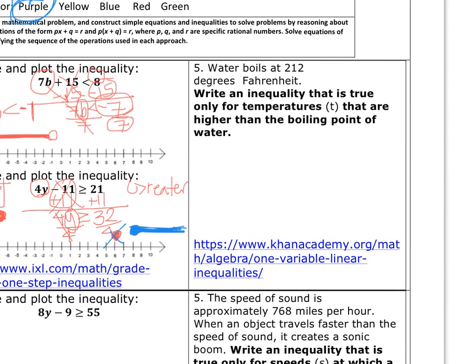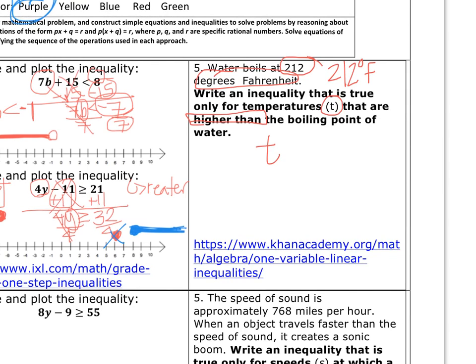So number 5. Water boils at 212 degrees Fahrenheit. So if you are annotating, you should circle 212 degrees Fahrenheit. And how that looks is just like this, 212 degrees Fahrenheit. Go ahead and write this on your paper. The directions state, write an inequality that is true only for temperatures T that are higher than the boiling point of water.